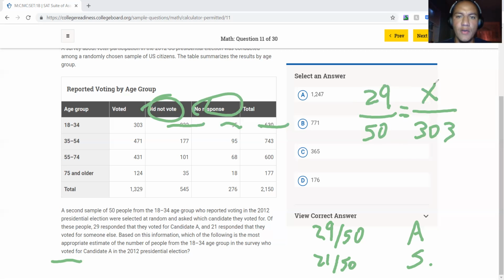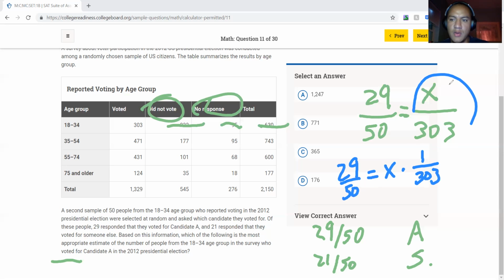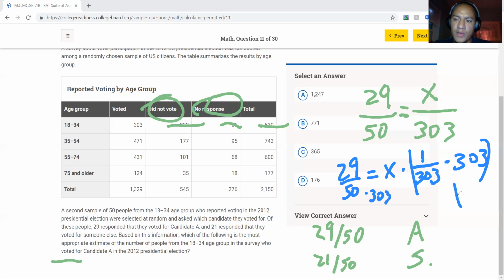Well, there's 2 ways of solving it. I can show you the quick way. I'll show you the slow way first. The multiplicative inverse of 1 over 303 is just 303. Here's what I mean. 29 over 50 equals x times 1 over 303. That's what you're really doing. That's the same thing as saying x divided by 303. This is your shorter way to write it. But this long way shows that it's clear that you should multiply by the multiplicative inverse on both sides. And this will give you 1. And anything times 1 is anything, as I've shown in the video.